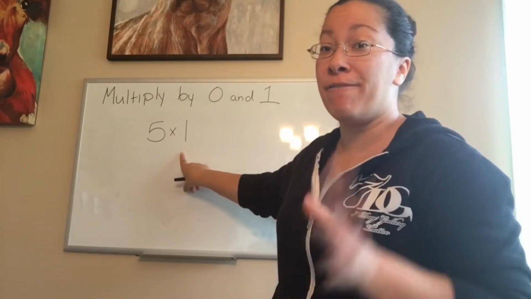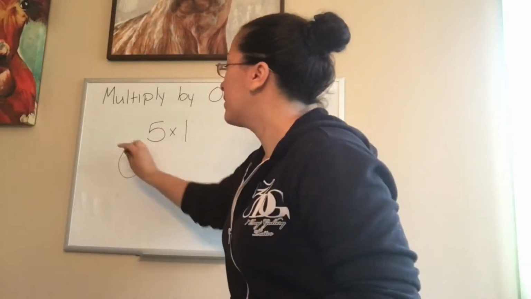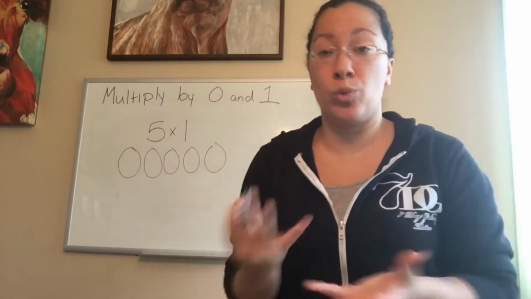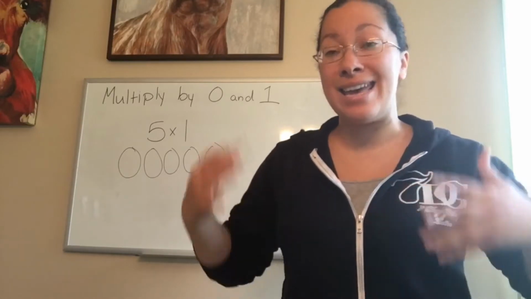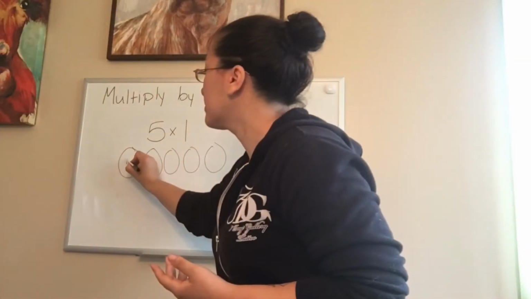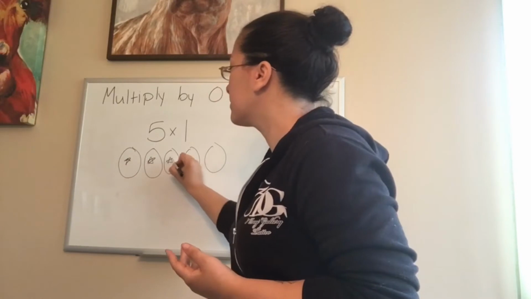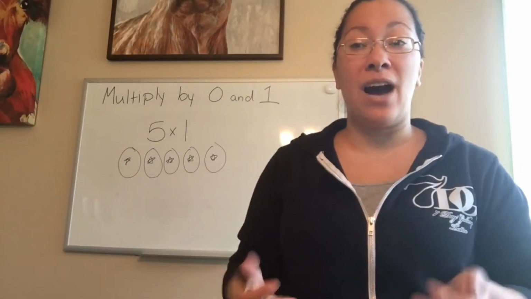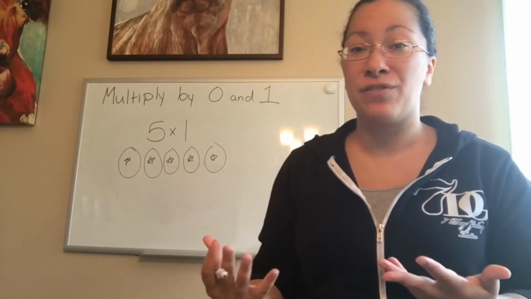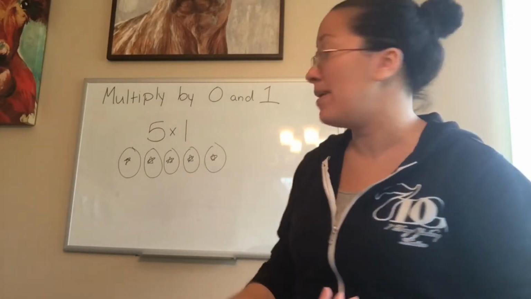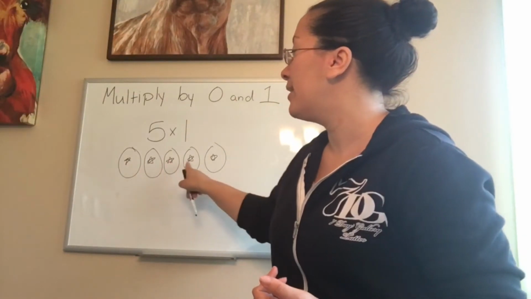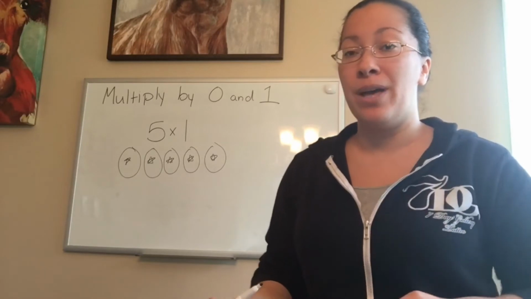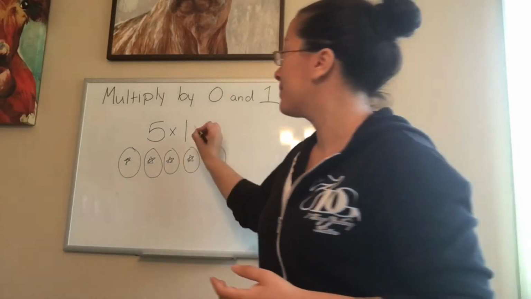So first let's draw 5 groups. So there's my 5 groups, and now I have to put 1 in each group. And now to find my answer, I have to count how many things I have in all of the groups together. So if I count them, I have 1, 2, 3, 4, 5. So 5 groups with 1 in each group means I have 5 items.